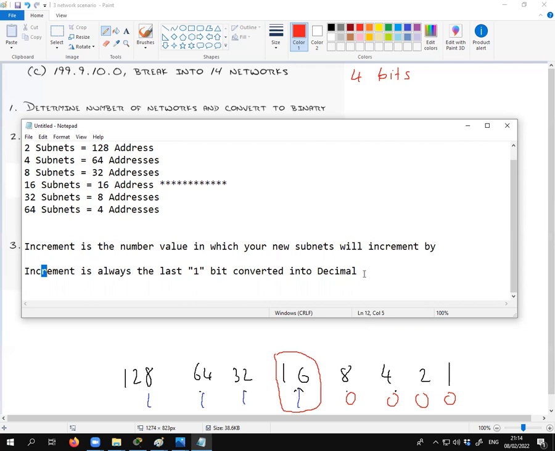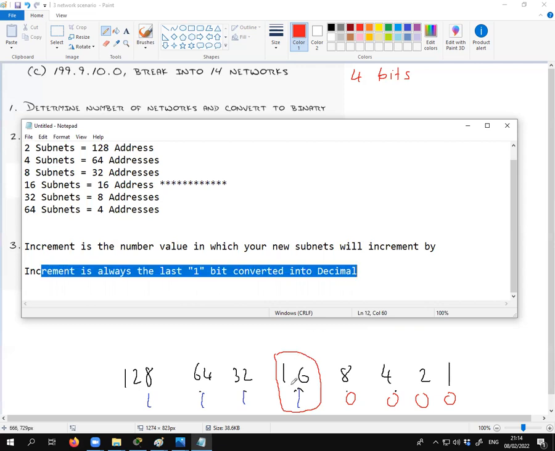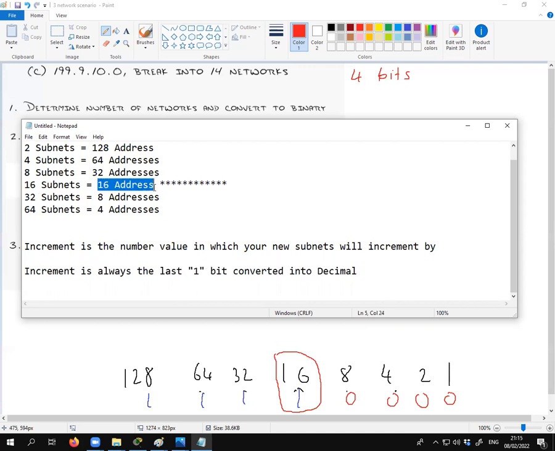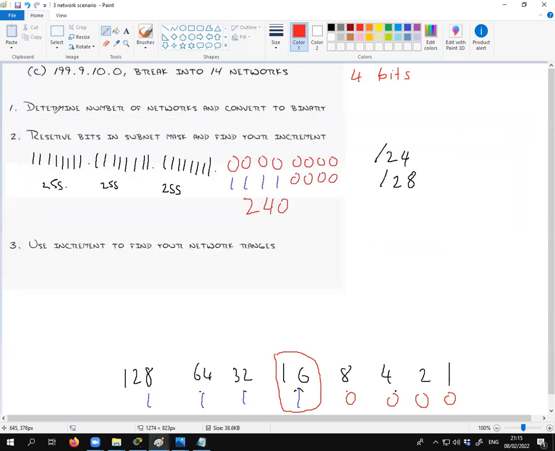Increment value is always the last number, the 1 bit, converted into decimal. So our increment value here is 16, which means our new subnets will increment in the value of 16. Is that okay? Yeah. Okay, so our increment is 16.